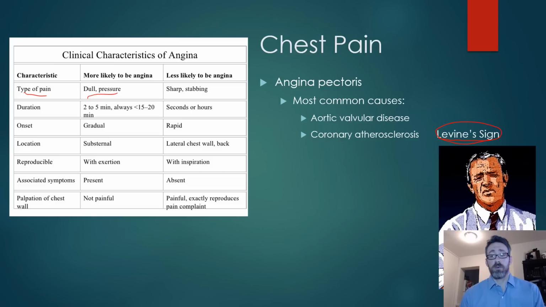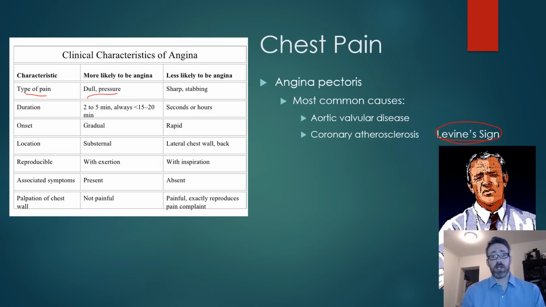Duration. We want to know about the duration of the pain. Does it last 2 to 5 minutes? Typically with anginal pain, it should be less than 15 to 20 minutes. Or is this seconds or hours? Seconds or hours is less likely to be angina. Again, it doesn't completely rule it out. It just means it's less likely.